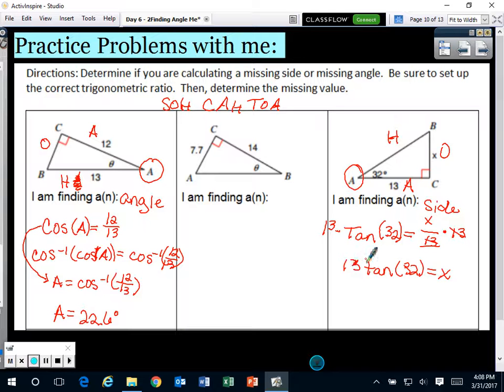This we just plug into the calculator. And remember, it's not tangent inverse this time, because we're finding a side. Tangent inverse is only when we're trying to find our angle. So when we're finding a side, it's just like last night's homework. So 13 tangent 32 gives me 8.1. So that x side equals 8.1.